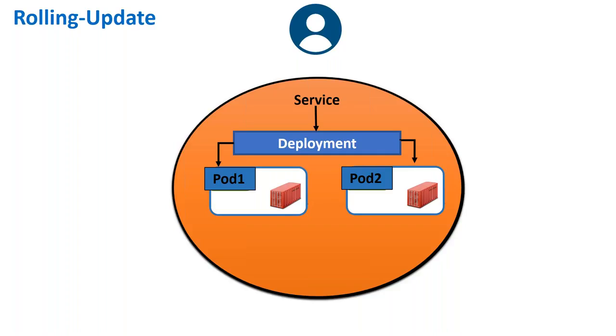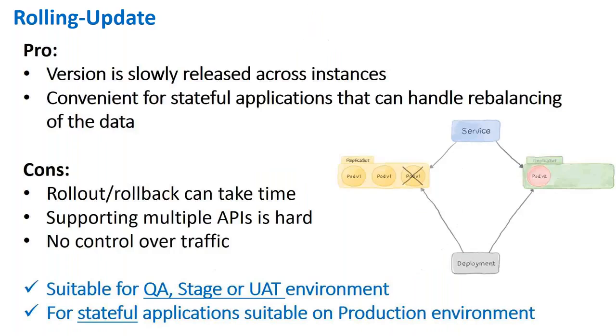So rolling update means it doesn't replace everything together. Slowly, it will update one replica at a time, and then it will replace all the replicas that you have in your object one by one. Okay, so this method is what we call rolling update.